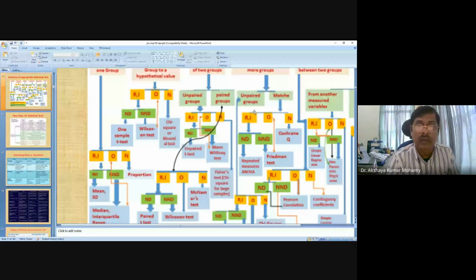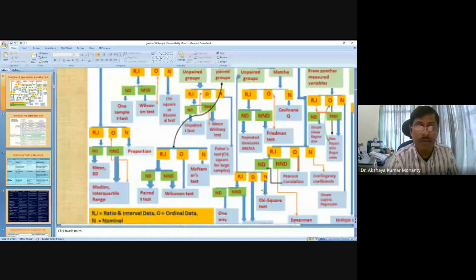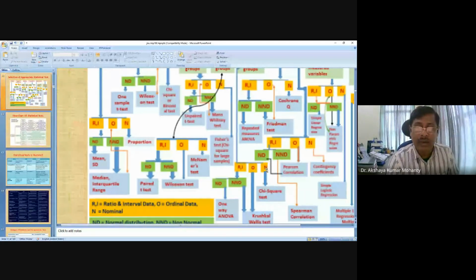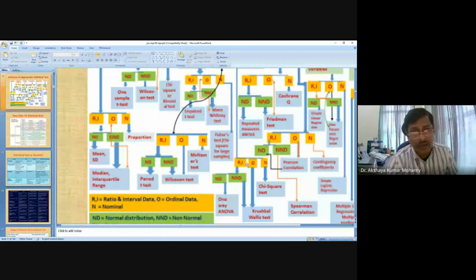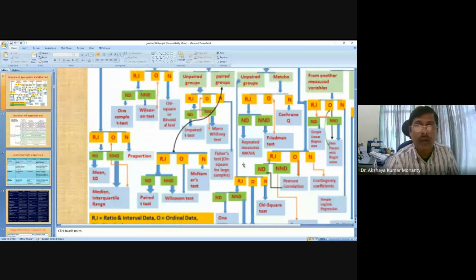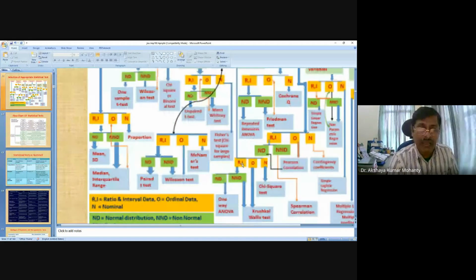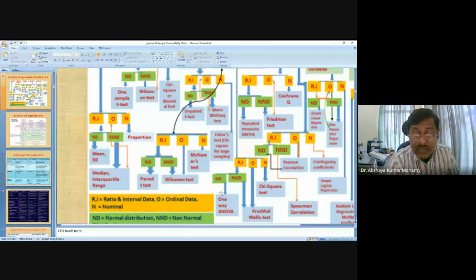First of all, as I told, in the case of ratio and interval, there is a chance of getting a parametric test if normal distribution is coming. So now, unpaired with ratio and interval, normal distribution is achieved. Normal distribution achieved means close your eyes, a parametric test is coming, no doubt about it. And what type of parametric test? This is one-way ANOVA, analysis of variance. So this is also a parametric test.